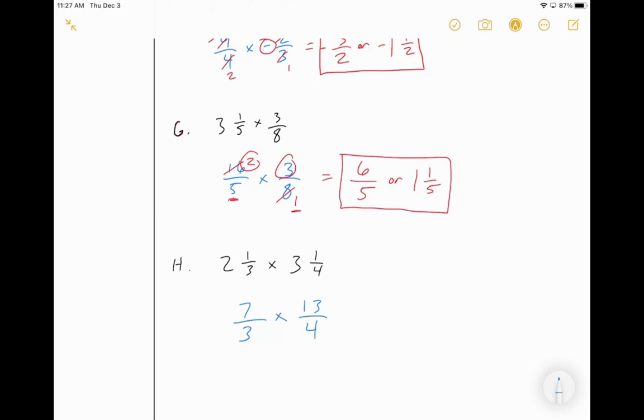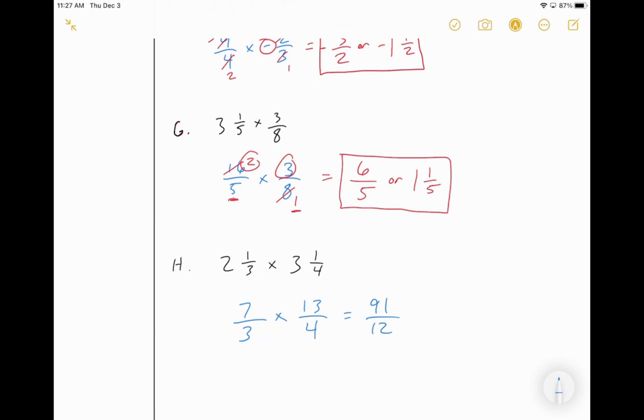So all we got to do then is multiply across. 7 times 13. Well, let's do 3 times 4 since I know that one's easy. 12. 7 times 13, I'll do a little work there. 7 times 10 is 70. 7 times 3 is 21. I get 91. And you can actually keep the answer just like that. That could be your final answer, 91 over 12.